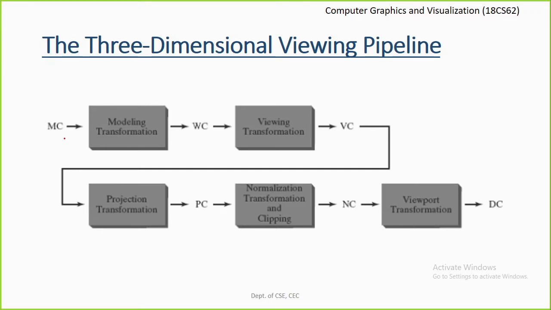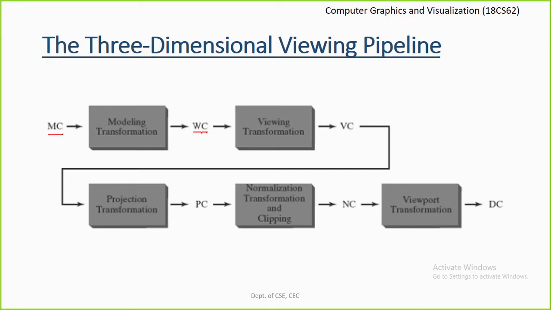Let us say we want to draw a cube and a sphere. We need to first model the cube individually, and then model the sphere. Modeling of these objects is done using the modeling coordinates. We model the individual objects in a given scene using the modeling coordinates. Then we apply the modeling transformation to these modeling coordinates to convert them into the world coordinates. That is the first step in the 3D viewing pipeline.